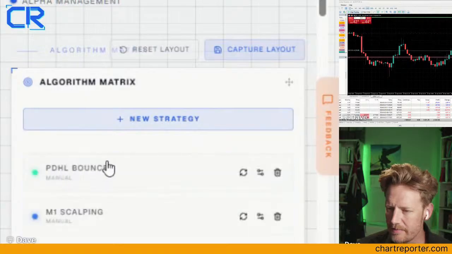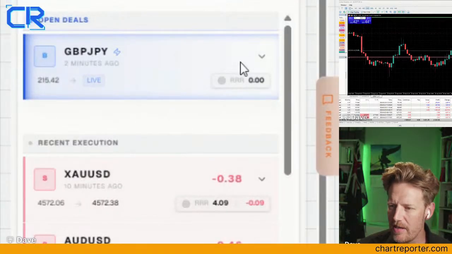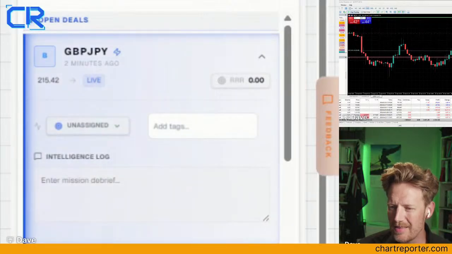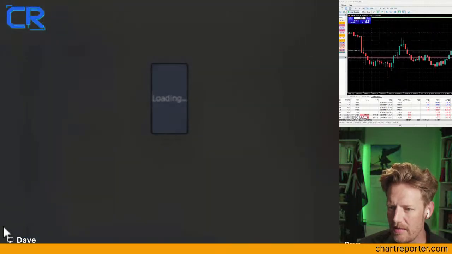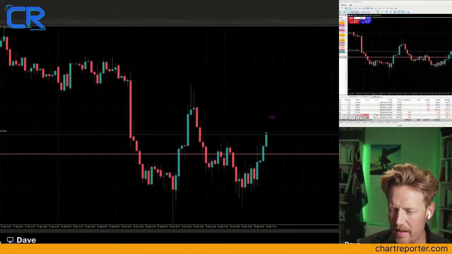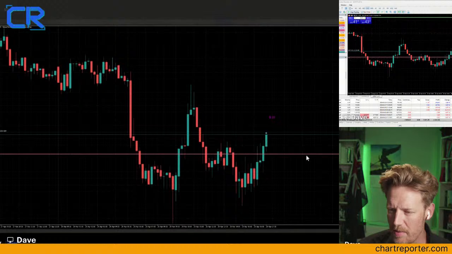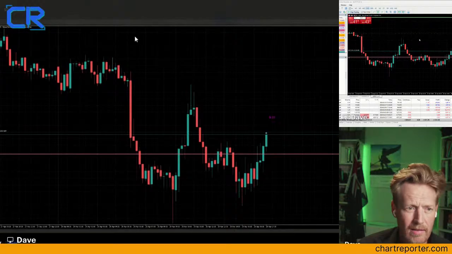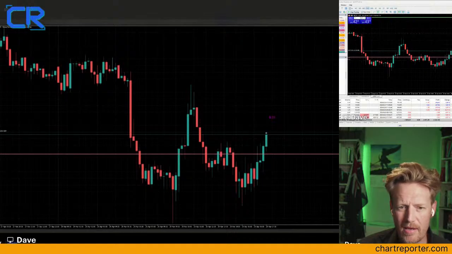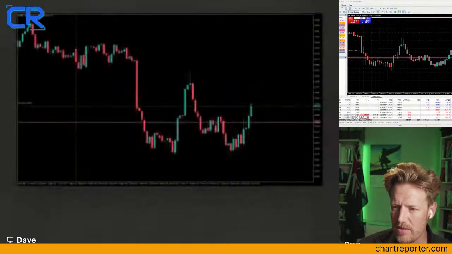And we will deploy. All right, so now we can come back to our feed and assign this to PDHL bounce. I'm not even going to put comments on this one. And once again, we can view the evidence. And there it is, there's my pink line from the previous day low. And the high is too high off the screen. I was zoomed in and couldn't see the high when I placed the trade. So that's what's happening with the screenshot.